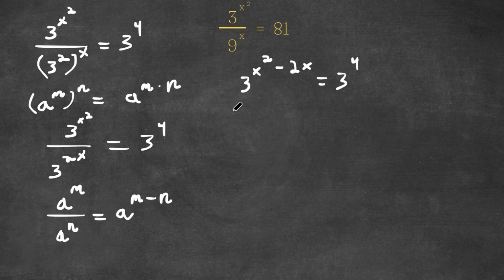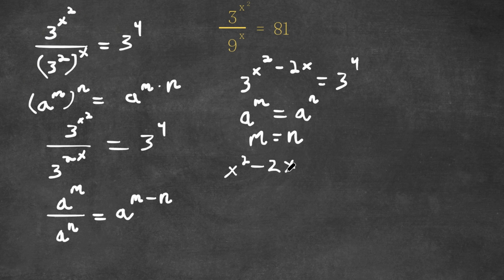And now notice how these two have the same bases. So if we have something in the form a to the power of m is equal to a to the power of n, then this means that m is equal to n. So in this case, because both the bases are the same, both of these we can say a, and we can think of x squared minus 2x as m and 4 as n. We could simply set the exponents equal to each other, meaning x squared minus 2x is equal to 4.